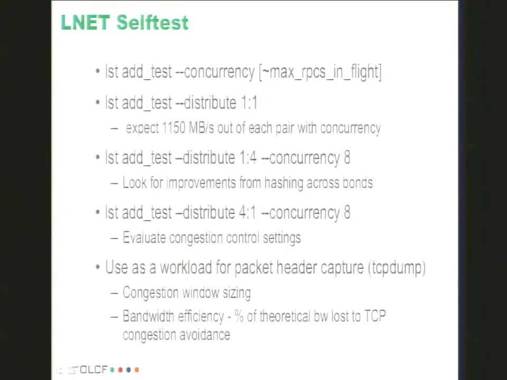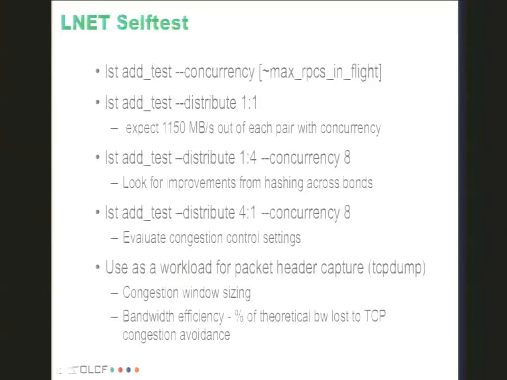Now, if we use distribute 1-to-4, we're going to have one client talking to 4 servers, 4 OSSs. So then we're going to start to see the effects of hashing. So that's how you evaluate the effects there. And then we also might be interested in examining the TCP congestion control aspect more. For that case, we'd do a distribute 4-to-1, so we'd be overloading that server.